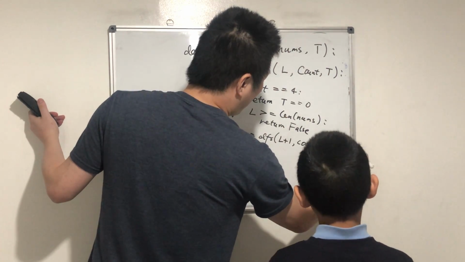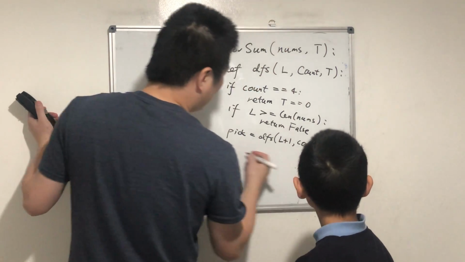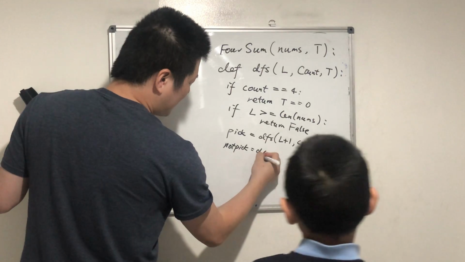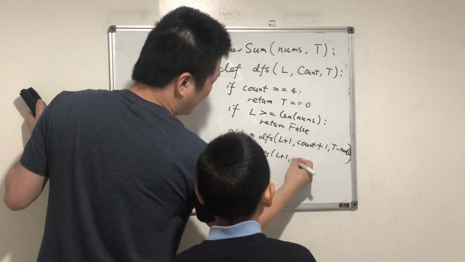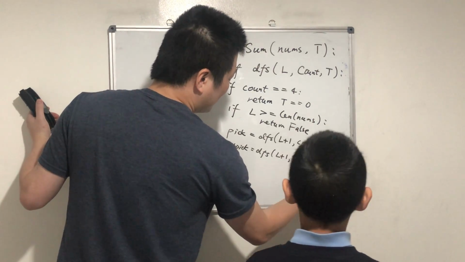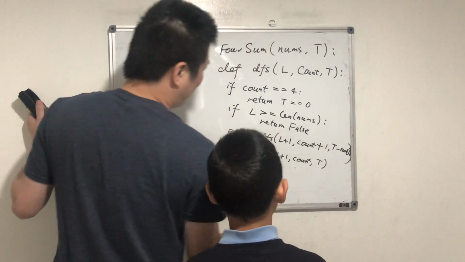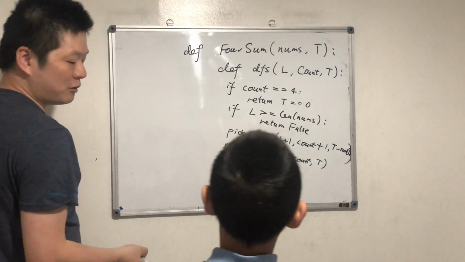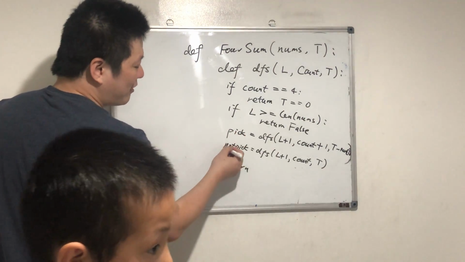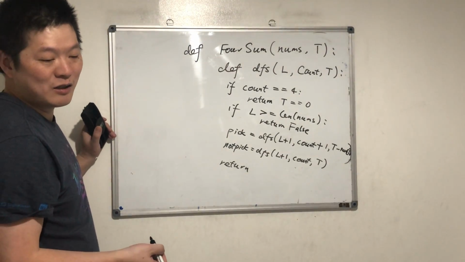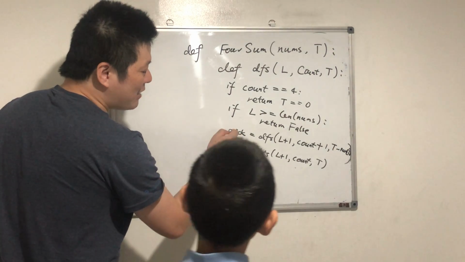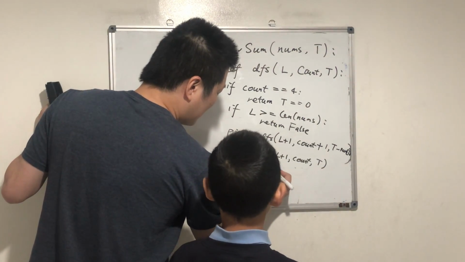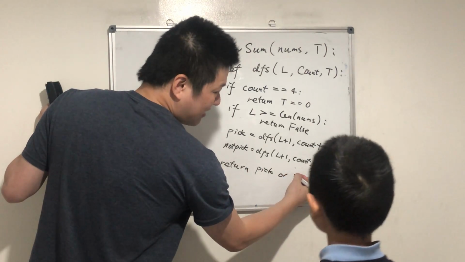Nums, left. Okay, not pick equals depth first search. We skip this number and count what? Just count, and then T. Just T. Okay, and then what? Return what? True. We have pick and not pick, so the result is what? Pick, not pick. Return. If one of them is true, then it's true, right? Yeah. Return pick or not pick.